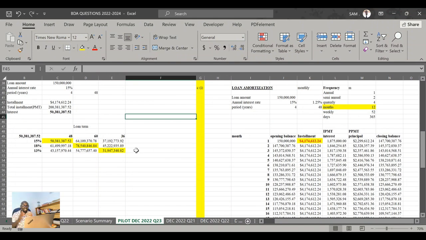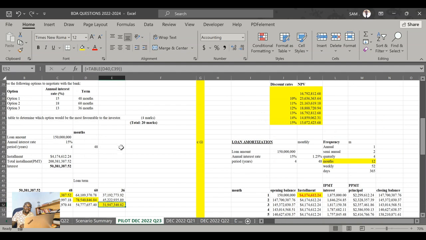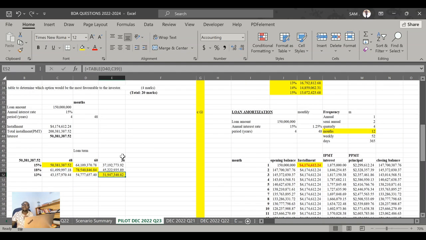As an investor, you choose the option where you'll pay the least amount. So out of the three options, you can see that where you are going to pay the least amount is where you are going to repay back the loan in 36 months at 13% interest rate, and your total interest is 31 million. This was 50 million, this is 78 million, this is 31 million. So the most favorable option is where you are going to pay back the least interest.